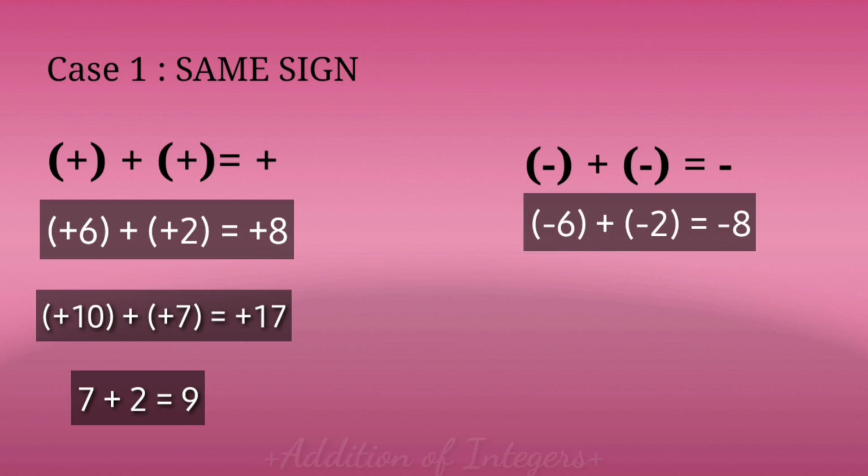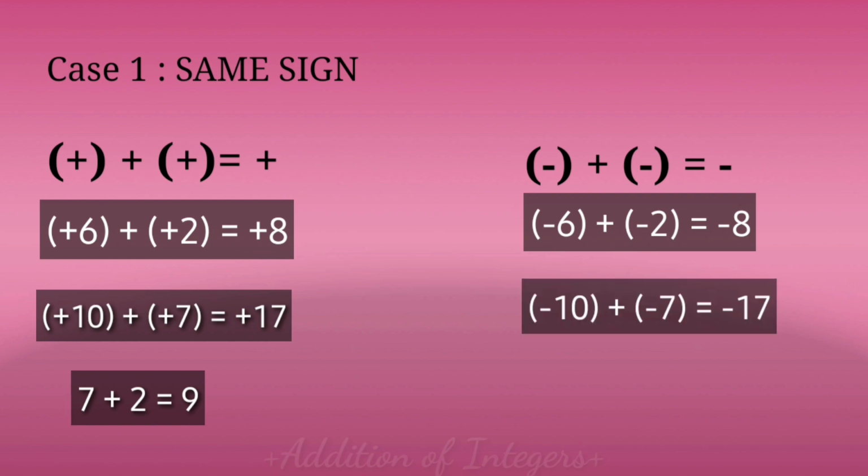6 plus 2 is 8. And what is the sign of the both numbers? It's negative. So, the answer is negative 8. Next, negative 10 plus negative 7. 10 plus 7 is 17. Sign of the both numbers negative. So, negative 17. Okay, last example, negative 7 plus negative 2.